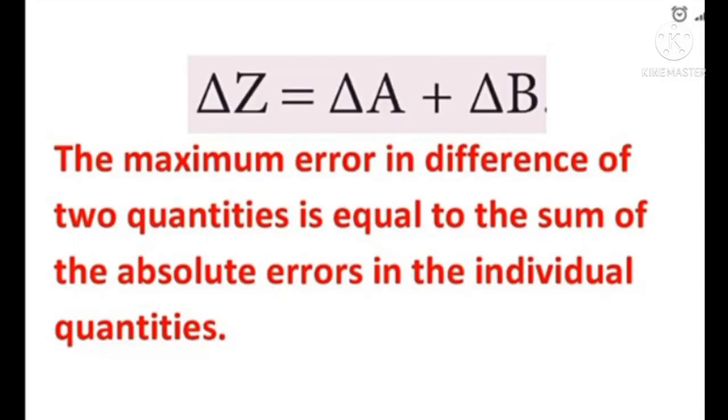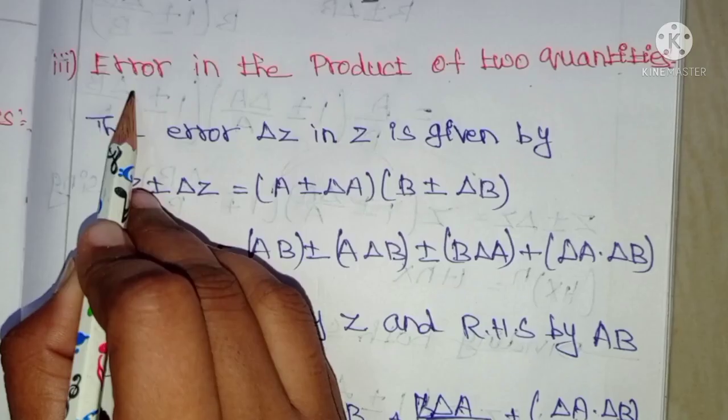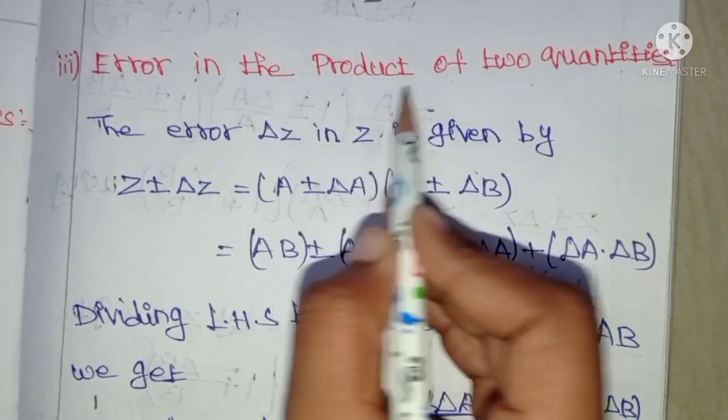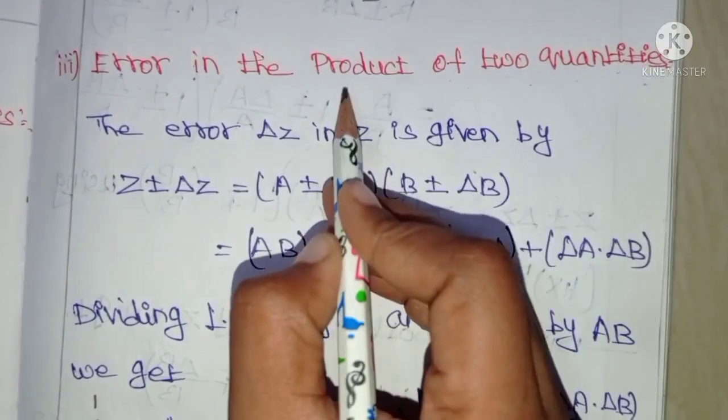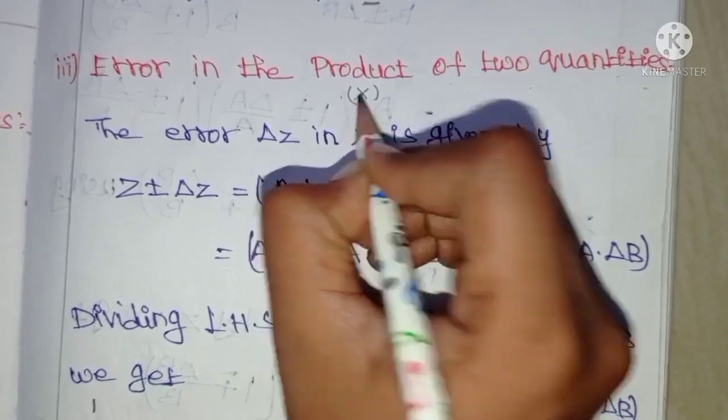From this, the result is that the error in the difference of 2 quantities is equal to the sum of absolute errors in the individual quantities. Next one is error in the product of 2 quantities. Since it is a product, Z is equal to AB. Here the error in the product of 2 quantities is considered.